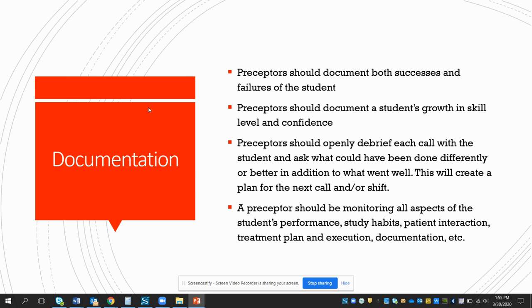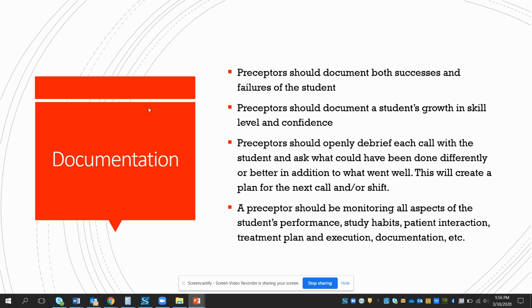Preceptors should openly debrief each call with the student and ask what could have been done differently or better in addition to what went well. And this again will create a plan for the next call or shift. We try to have a rule of thumb with our students here on campus that we want to end on a positive note. So we usually address things that could have been done better first. And I don't ever want to say negative or things that you did wrong, but things that could have been done better. And then we'll end on what went well so that the student always leaves you on a positive note.